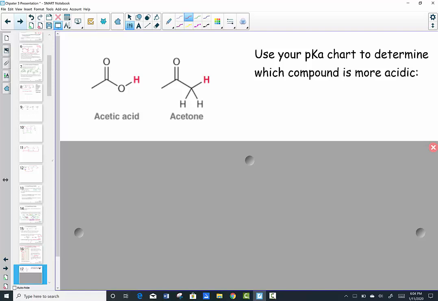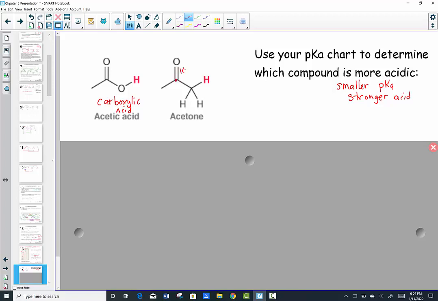So first of all, find acetic acid. This is a carboxylic acid functional group. Over here we have acetone. Notice this is a ketone. The functional group is called a ketone, but we're looking at the carbon next door specifically. So the carbon in the second position from the carbonyl carbon. Can you find the pKa values of those 2 protons? Well, here I have reported. Let's see if you found the same thing.